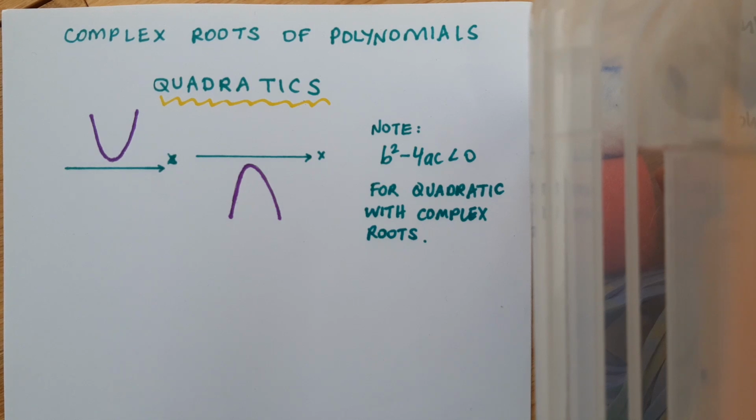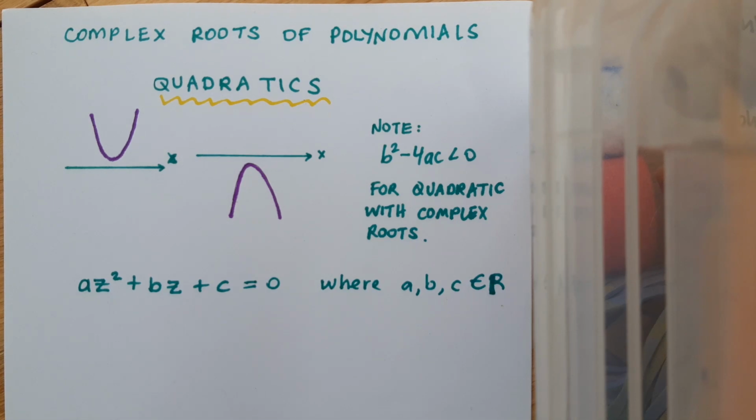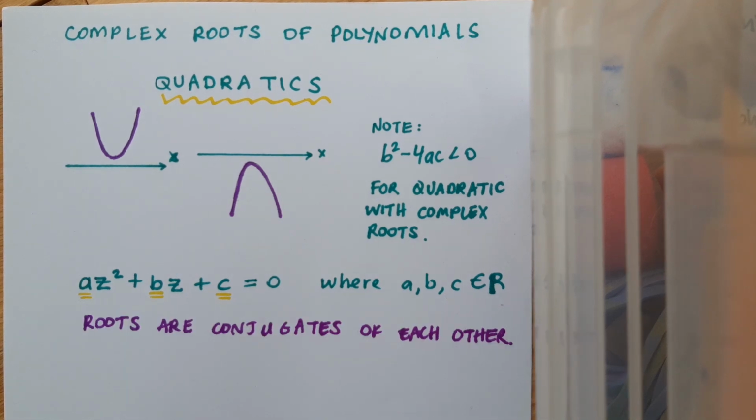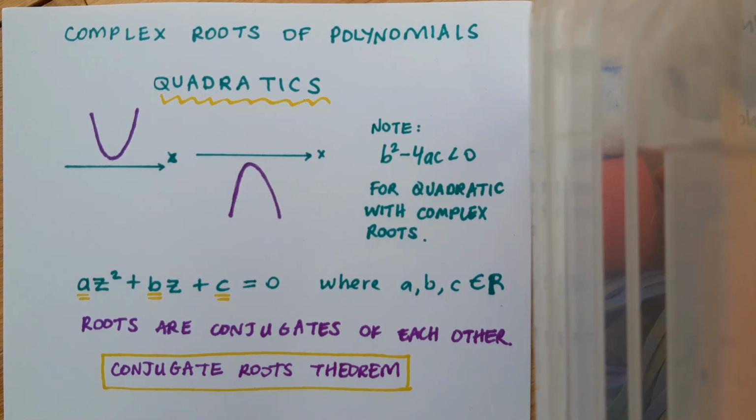In this video, I'm going to focus specifically on quadratics written in the form az squared plus bz plus c equals 0, where a, b, and c are real numbers. So it's important to point out that I'm focusing on the case where the coefficients and the constant are all real. And interestingly, in this case, when I find its complex roots, it's always the case that the two complex roots are conjugates of each other. And this is called the conjugate roots theorem.